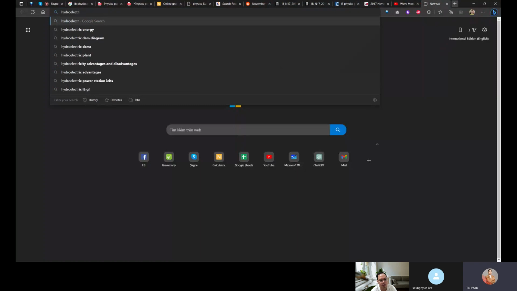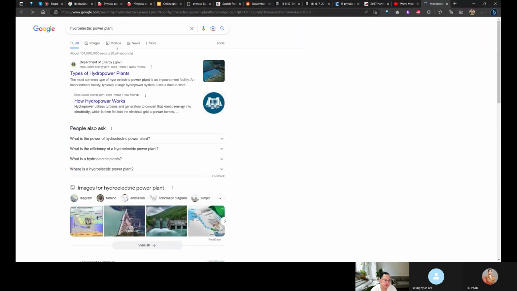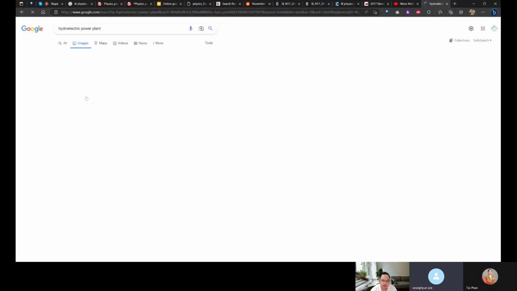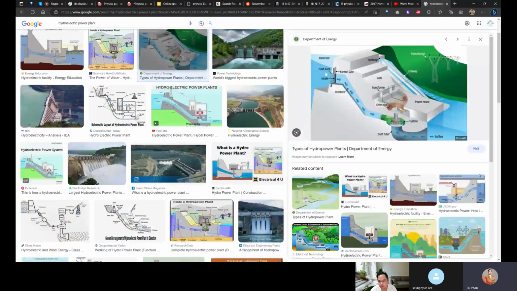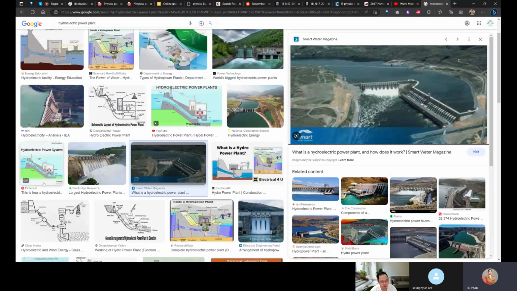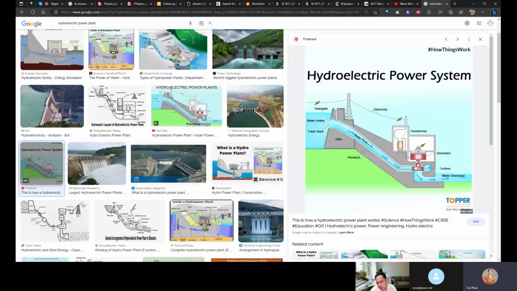Hydroelectric generator power plant. They build a dam up here, and then there's a channel for the water to flow through, rotating the turbine and producing electric energy. Not necessarily at the bottom of the dam. And they have to store some water in that dam anyway.